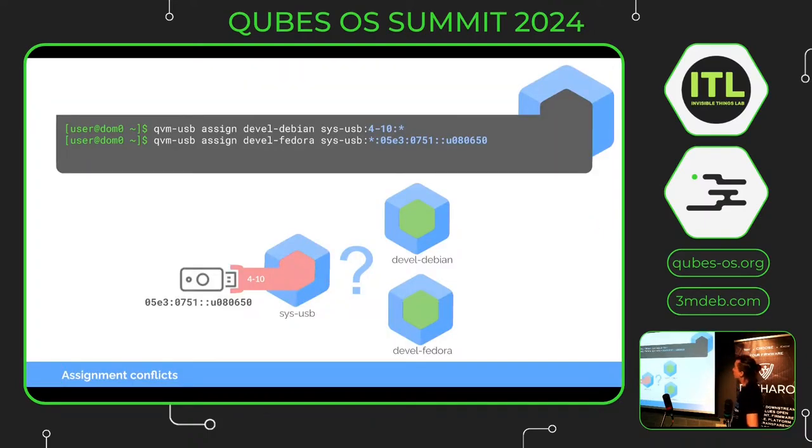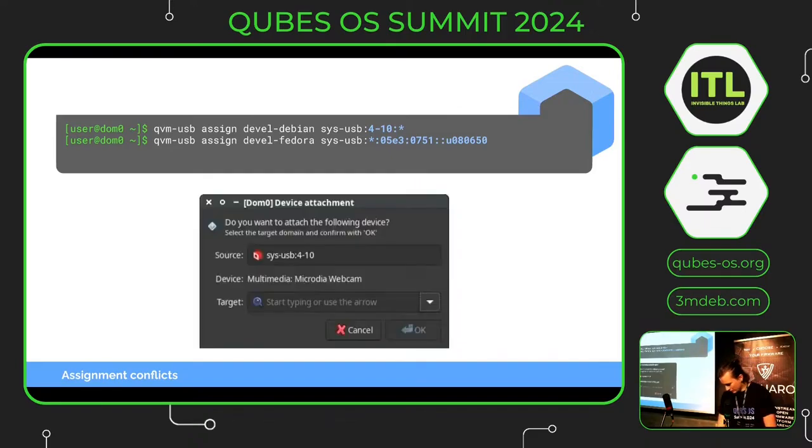Okay. The question is, what happens if I do something like that? So I say that I want to auto-assign any device which will be plugged to port 4-10 to some Debian, for example, and I particularly want this one device to always be auto-attached to Devel Fedora, for example. And what happens if I put this particular device to this particular port? The answer is a prompt asking to which front-end VM this device should be attached, because there is the conflict that both assignments are valid. So let's just type what you want.